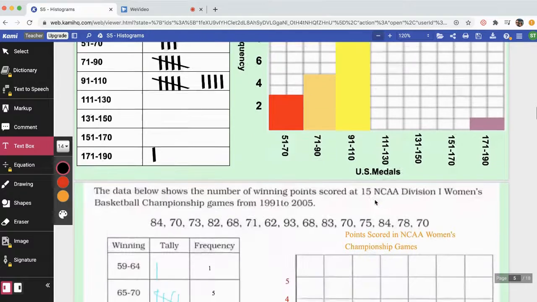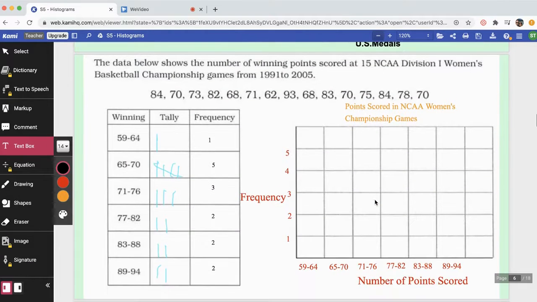So let's try one of our own. It says the data below shows the number of winning points scored at 15 NCAA Division I Women's Basketball Championship games from 1991 to 2005. So here are those scores.